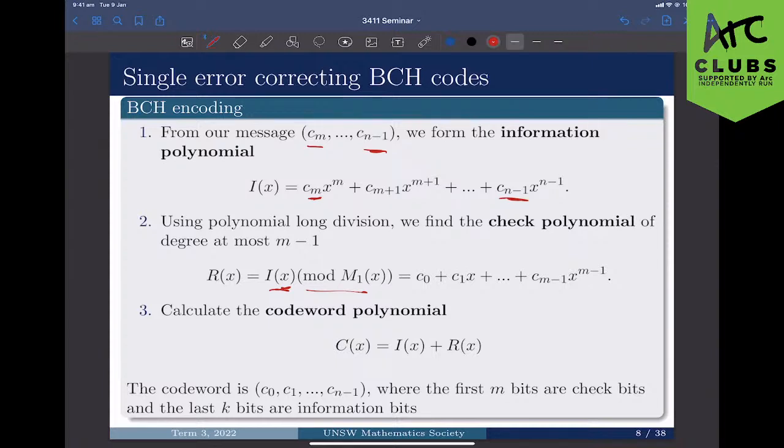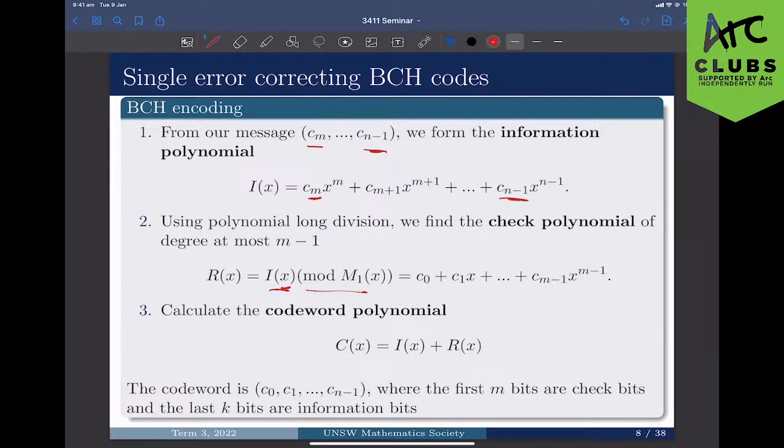And the way that we calculate this when we do it manually is through polynomial long division. And we'll get to see an example of how polynomial long division works out to find the check polynomial later. So afterwards, we have found I(x) and R(x). And to find the code word polynomial, what we do is just add them together.